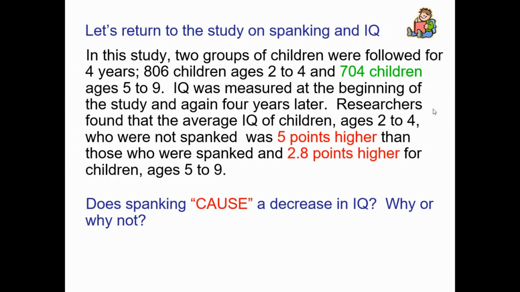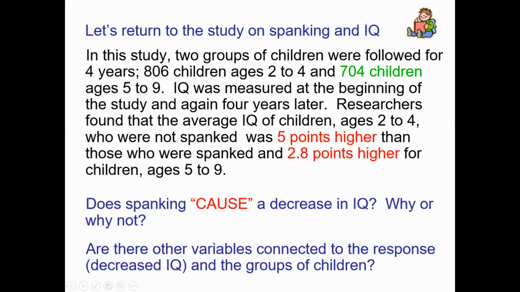And we already kind of answered the next part of this one. Flip to the next slide. There it goes. Are there other variables connected? We already said it could be learning environment, education of the parents could affect their IQ, and socioeconomic status. Those all could impact their IQ.